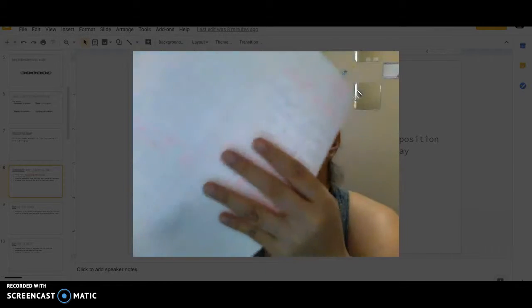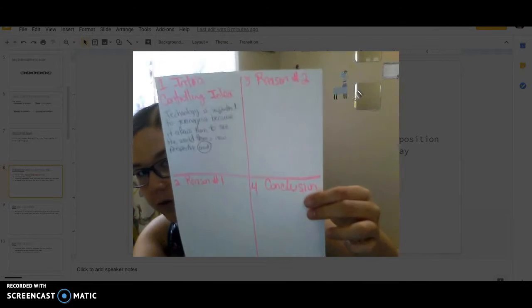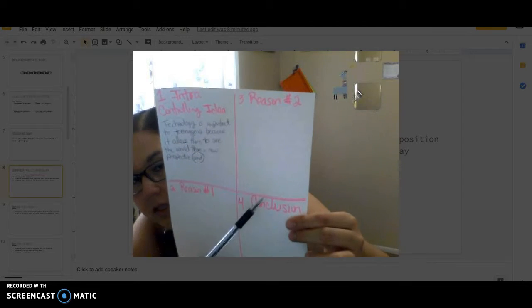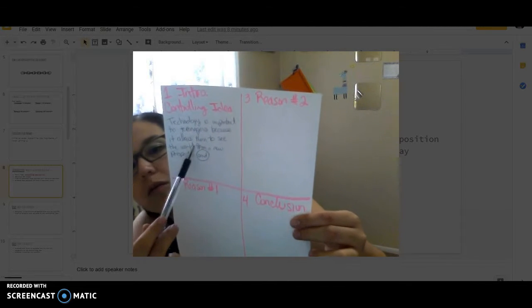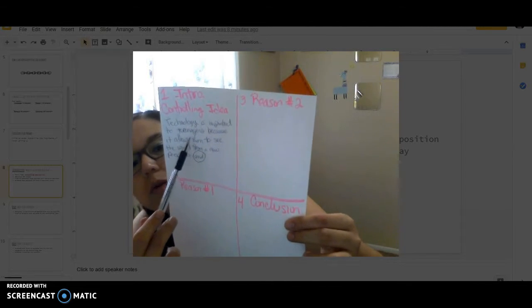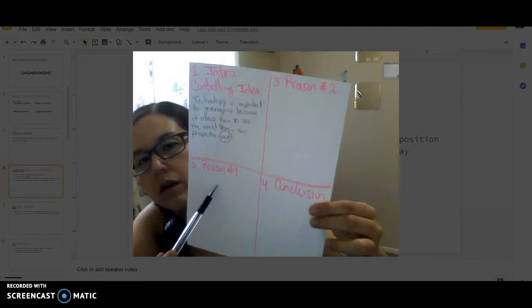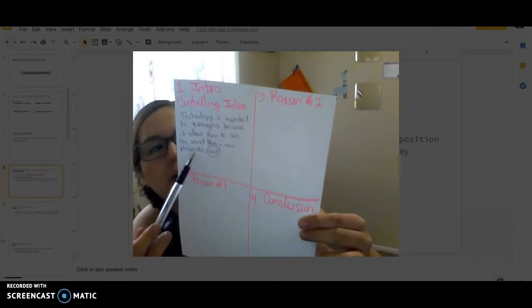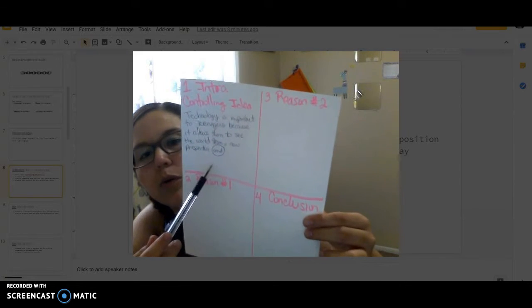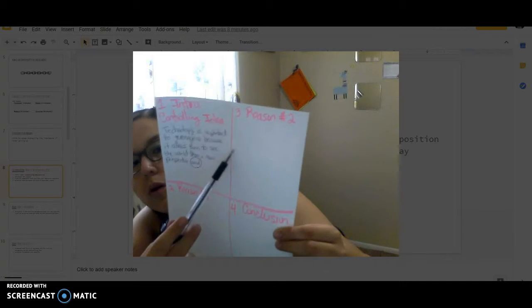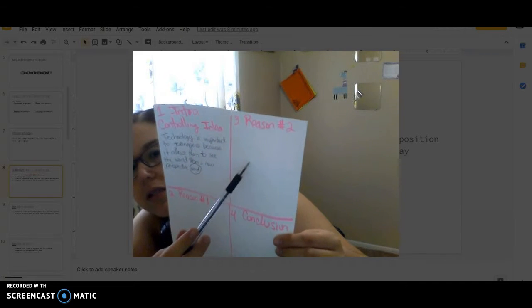So, now that you have the 4 square, right? So this reason, the one that I just wrote down, this is the one that's going to go in reason number 1. Right here. And your second reason, the one that you would write right here, will be going into the 3rd square, which is reason number 2.